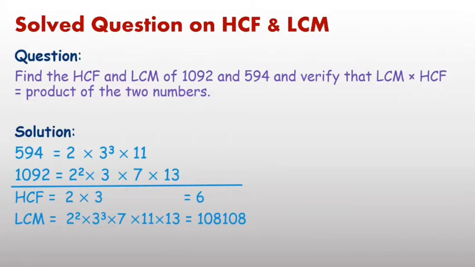For the LCM, you have to write all prime factors involved in both numbers and then apply the highest power. All prime factors means 2, 3, 7, 11 and 13. Highest power of 2 is 2, highest power of 3 is 3, highest power of 7 is 1 since it is used only one time, highest power of 11 is 1 and highest power of 13 is 1. Multiply these numbers and you will get the LCM of the given numbers.